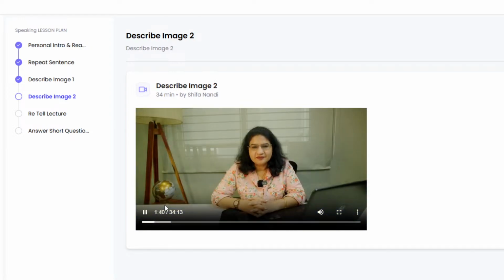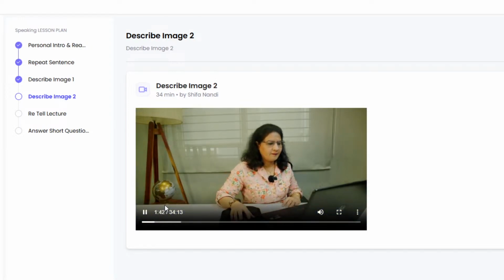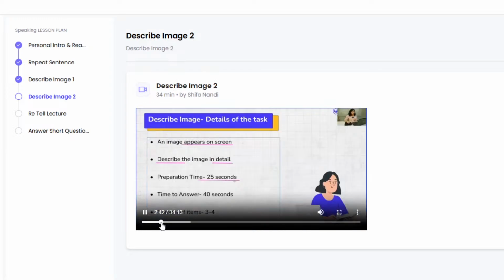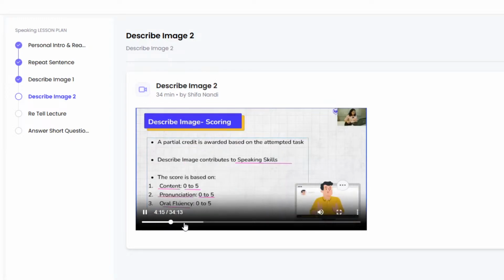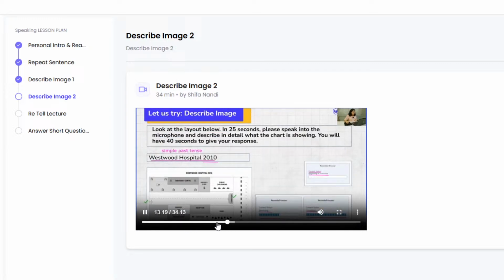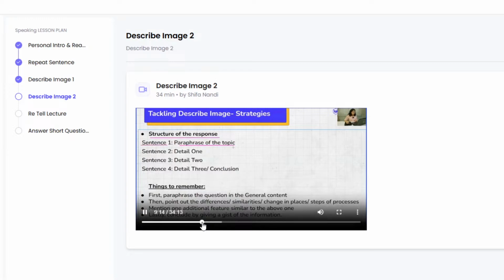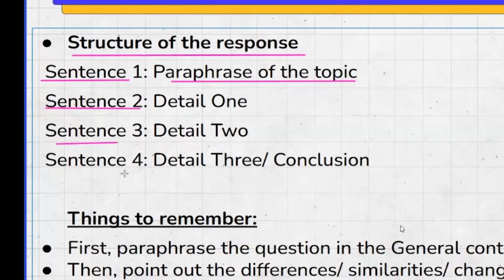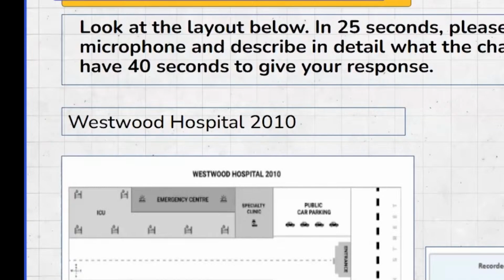So let's begin. And the time is up. Your speaking time would begin. Choppiness in your tone, accordingly. Well, you can have a paraphrase of the topic in the first sentence. The sentence number 2, 3 and 4 could be your details, and lastly you can include a conclusion. It looks like this on the screen.